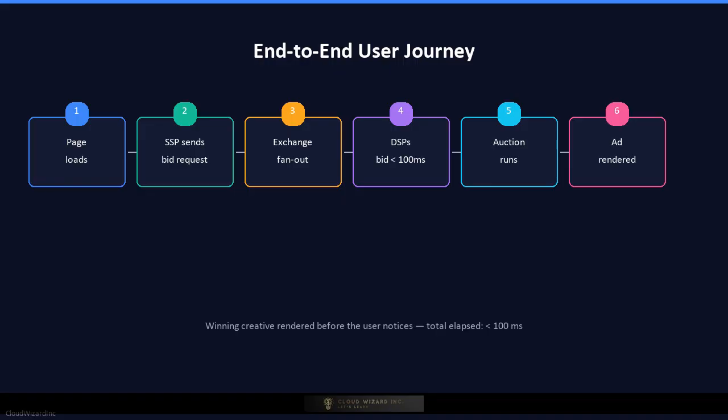A user loads a news article. The publisher's SSP JavaScript tag fires and sends a bid request to the ad exchange with the user's cookie ID, the ad slot dimensions, the floor price, and the OpenRTB payload including consent signals. The ad exchange receives the request, looks up which DSPs are eligible for this publisher and format, and fans the bid request out to all eligible DSPs in parallel, starting the 100 millisecond clock.